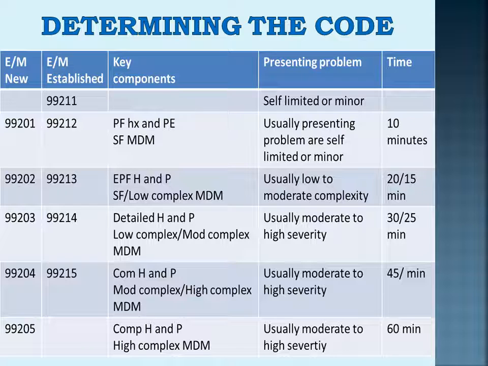So how do we determine the code? Well, first of all, we have our new codes and our established codes, and we take a look at those key components, whether it be the history, the physical, the presenting problem, and then the time factor. We don't usually code on just time alone. That was something that was done in the past, but we do consider time as a factor, especially for things such as counseling.